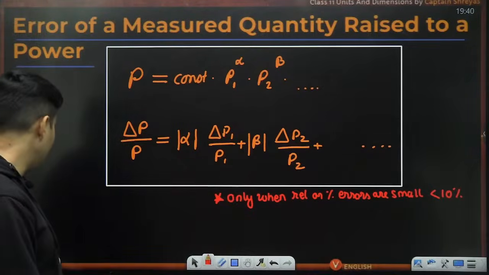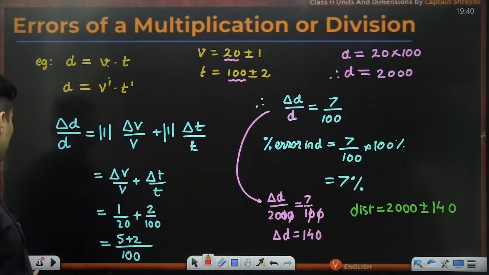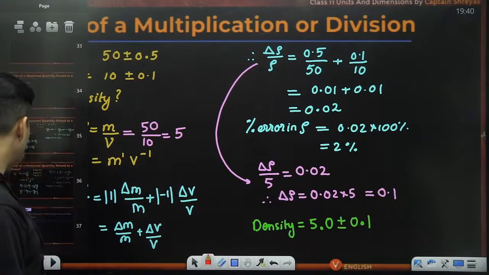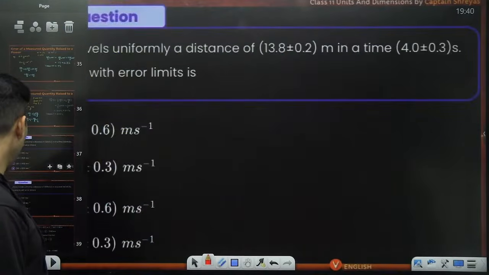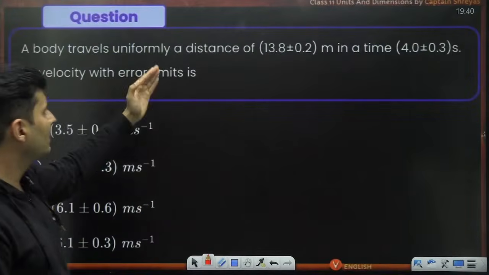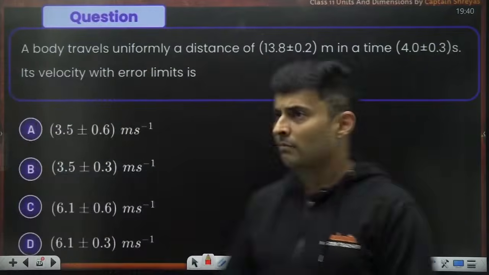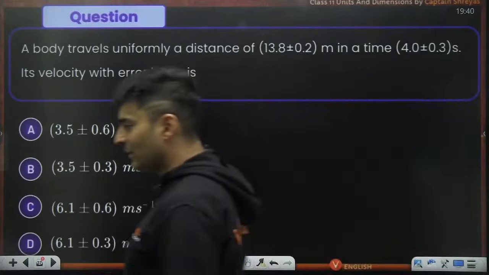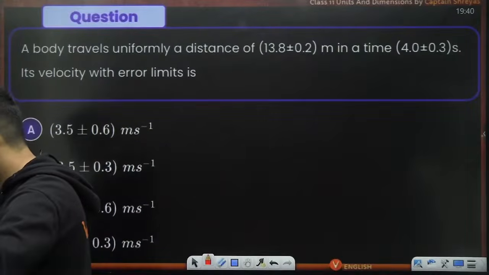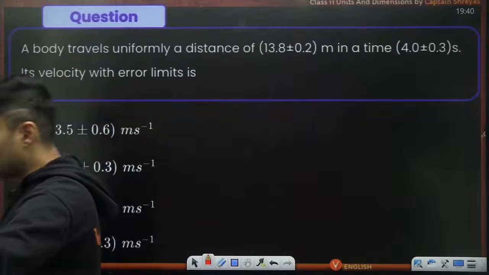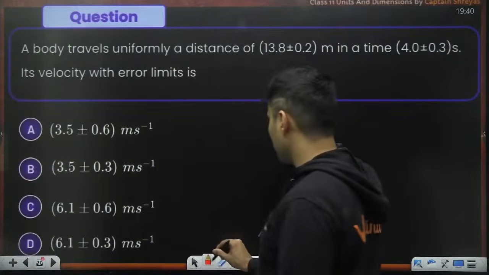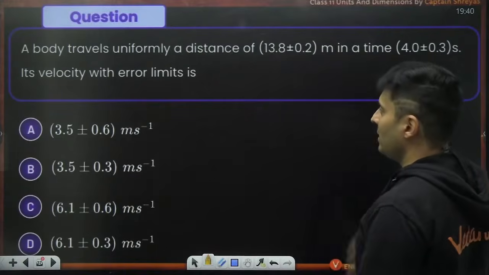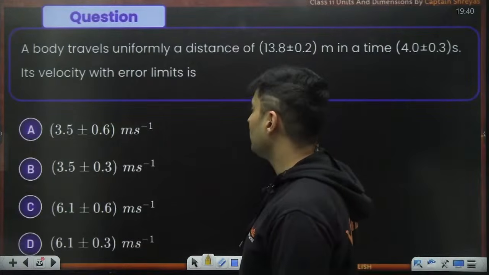What is that something else? We can see from problem to problem. Okay, I'll show you that kind of question also. But is this clear? Let's do some questions so that you guys get an idea of it. Okay, let's see. A body travels some distance in some time. Find the velocity with some error limits. Yes, there are questions like this exactly asked in JEE. I'll show you the next question. I think it is asked in JEE. Okay. Distance is given, time is given, velocity with these error limits.